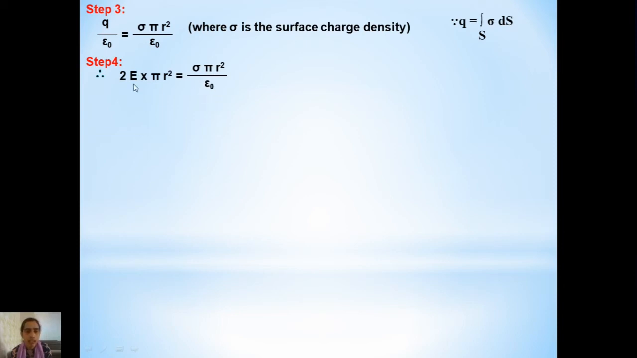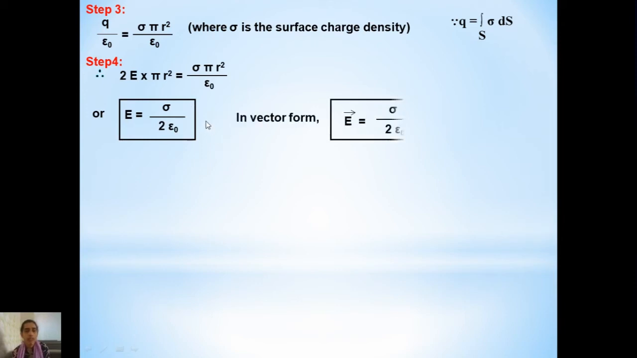Since we have to calculate E, we will keep this E term in the left hand side and send this 2 pi r square to the right hand side. So pi r square and pi r square in the numerator and denominator gets cancelled. So remaining terms are sigma divided by 2 epsilon naught. So this is the electric field intensity which is due to infinitely long thin charge plane sheet, where sigma represents what? Sigma is the surface charge density, right?